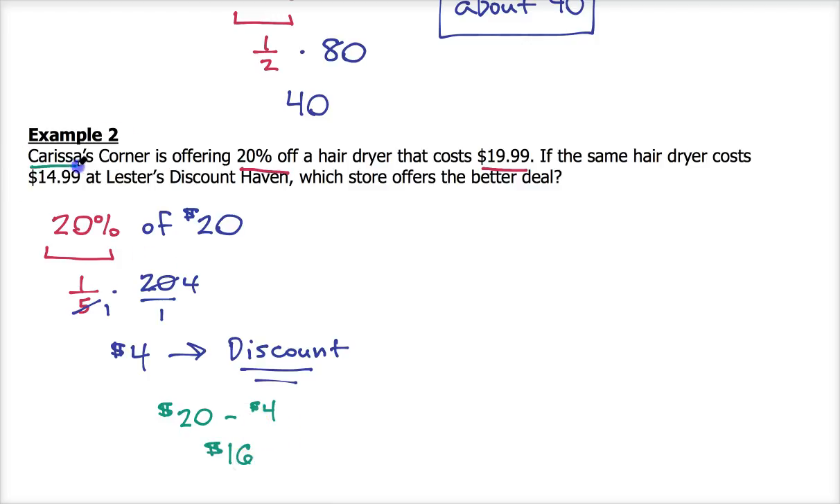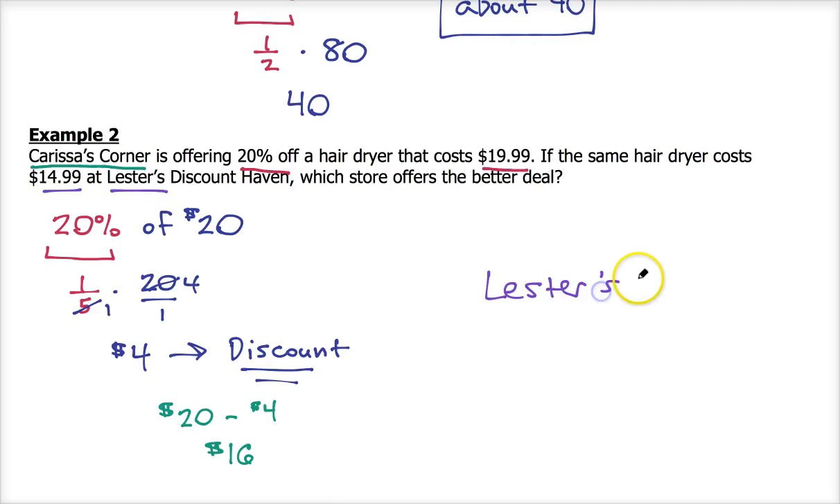So at our first store, Carissa's Corner, the price is $16. At our second store, Lester's, the price is $14.99. Which is the better deal? Well, that would be Lester's Discount Haven. Okay, even with the 20% off of the first store, his price is still the better deal.